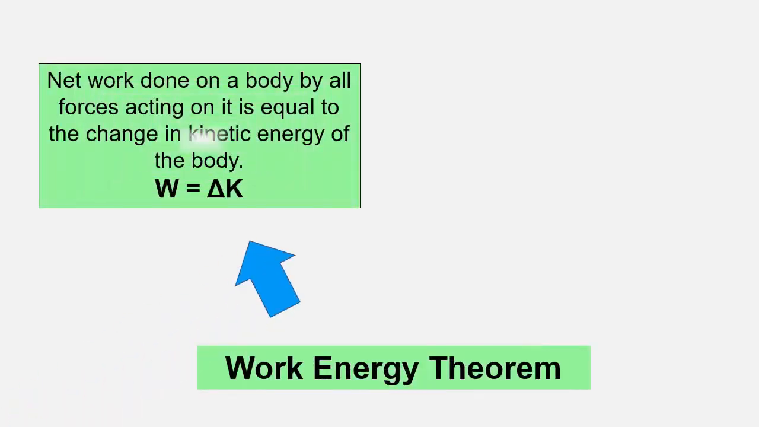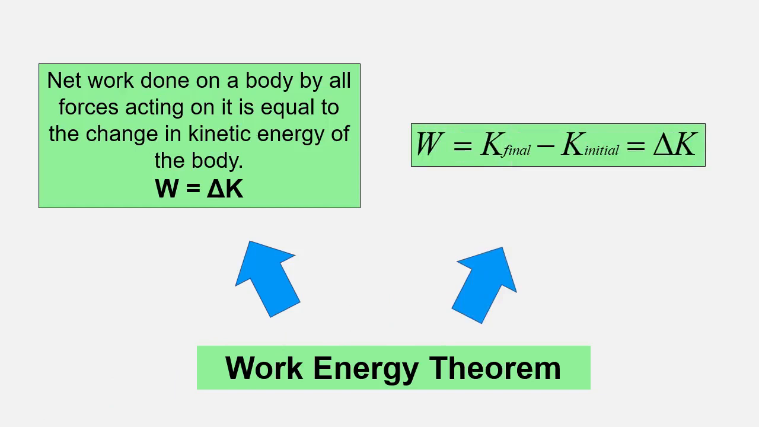Work energy theorem. Net work done on a body by all forces acting on it is equal to the change in kinetic energy of the body. W equal to K final minus K initial equal to delta K.